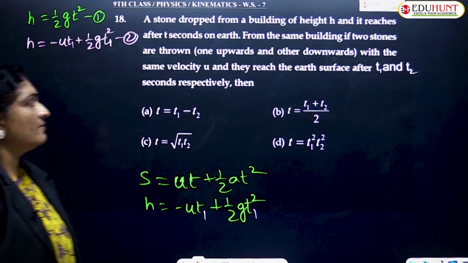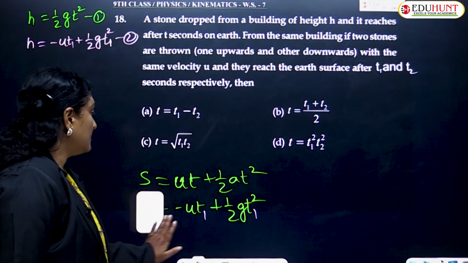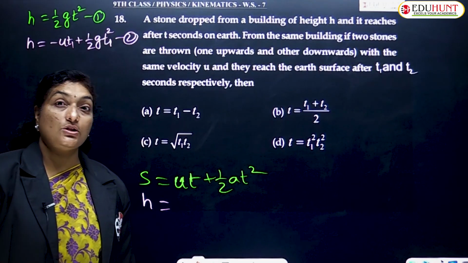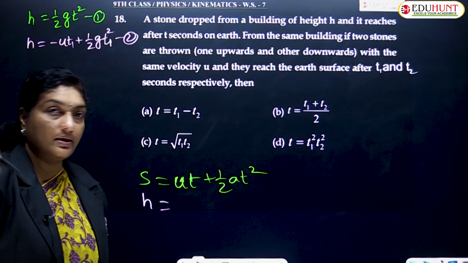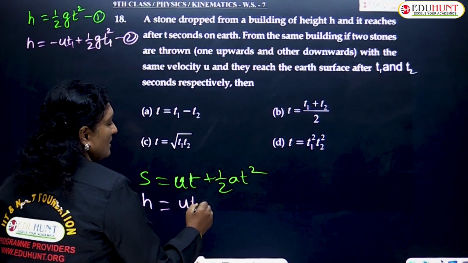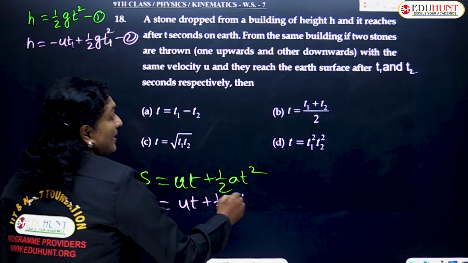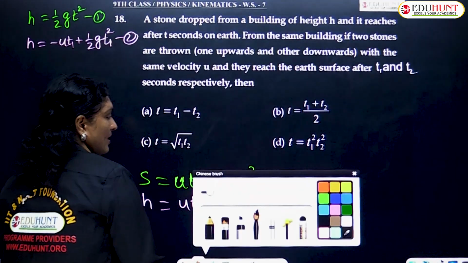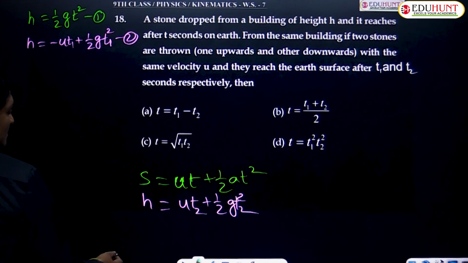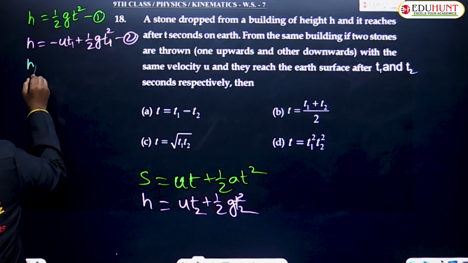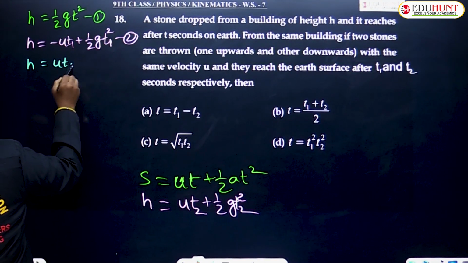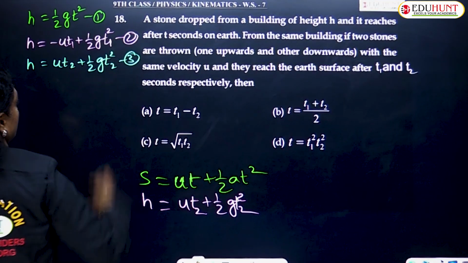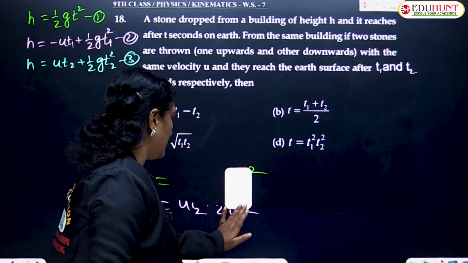Now moving to the third case. From the same building, again from the same building means the same height H was given. But what is the case? It was thrown downwards. Whenever thrown downwards, the equation will be again ut plus half g t square. But in this case, the time is given as t2. So this will be our third equation. So let us also write the third equation. What is the third equation, children? H must be equals to u t2 plus half g t2 square will be your third equation. So these are the 3 equations.